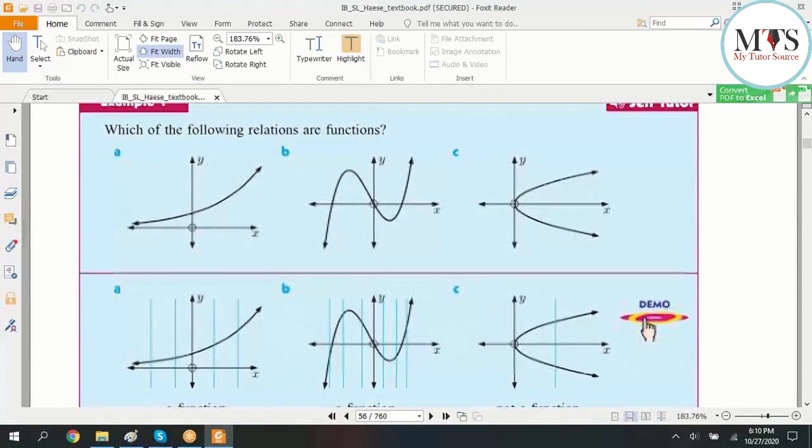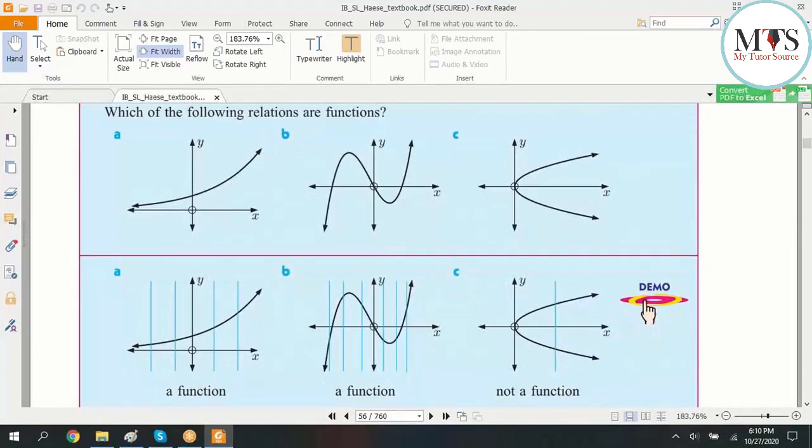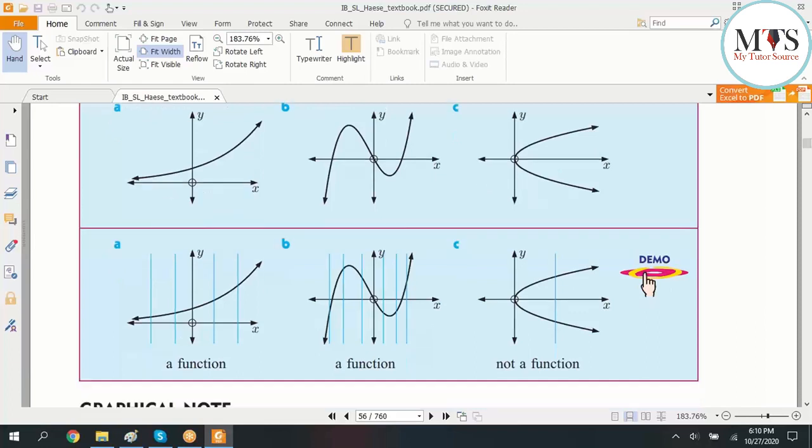Now which one do you think is a function in this case? A and C are functions. B is cutting the graph at more than one point, but C is not cutting twice in one line. So A is a function, C is a function, B is not a function.